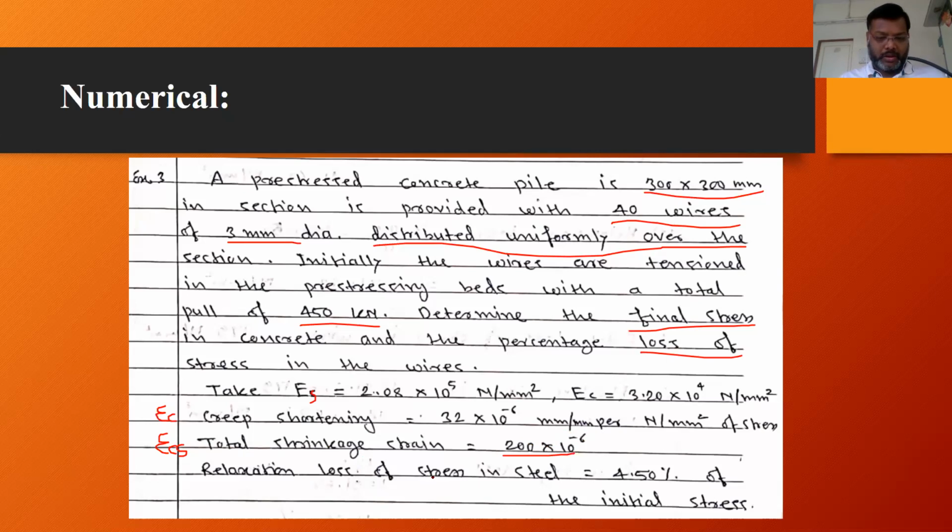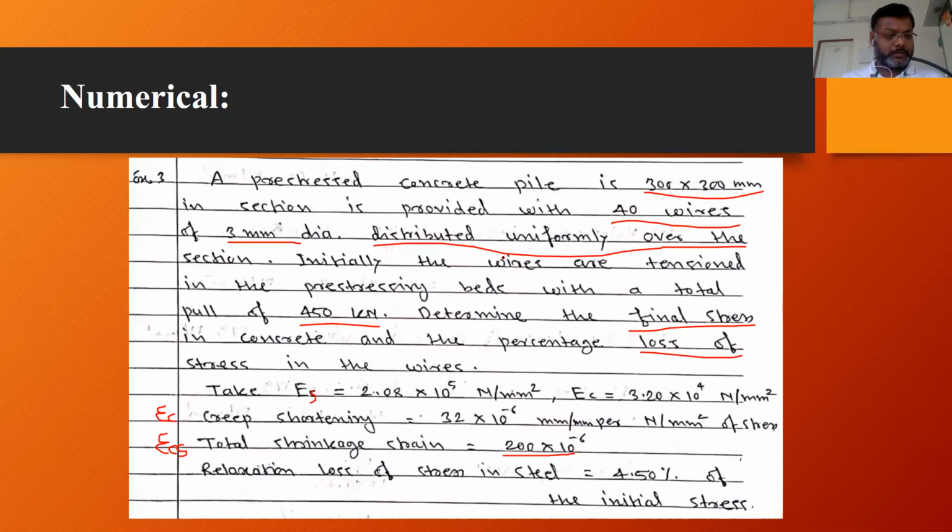Then the relaxation loss. Relaxation loss in steel is 4.5% of the initial stress. Just as I told you, relaxation loss we are going to discuss after some time, and while discussing this, I will explain the meaning of relaxation loss. So these are the losses we have to consider, and by considering all these, we have to find out the total loss of stress. Okay, so let us solve this problem.